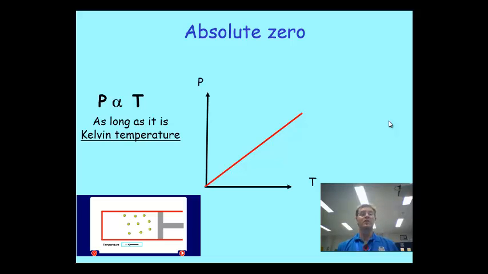So first of all, the law again tells us that pressure is proportional to temperature, as long as we're thinking about this on a Kelvin scale. So that means that when there is zero pressure, in turn there's going to be zero temperature. And that's something we've seen before with the gas laws, and it's again highlighted with the ideal gas law.